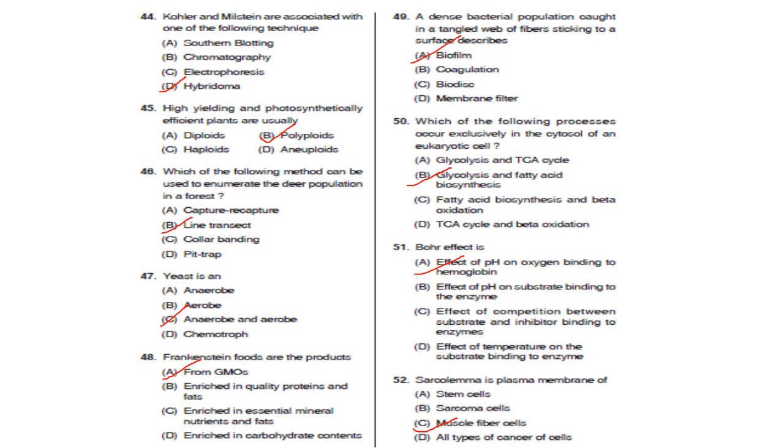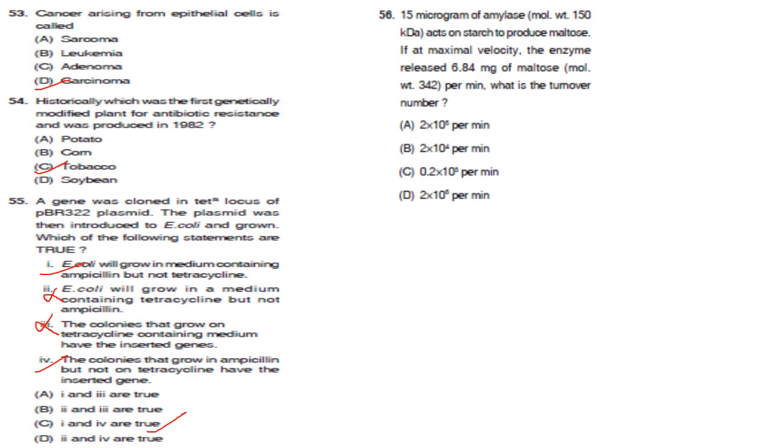This effect of pH and carbon dioxide concentration on the binding and release of oxygen by hemoglobin is called the Bohr effect. So the answer here is effect of pH on oxygen binding to hemoglobin. The correct answer is option A. Then sarcolemma is the plasma membrane of muscle fiber cells. Answer is option C.